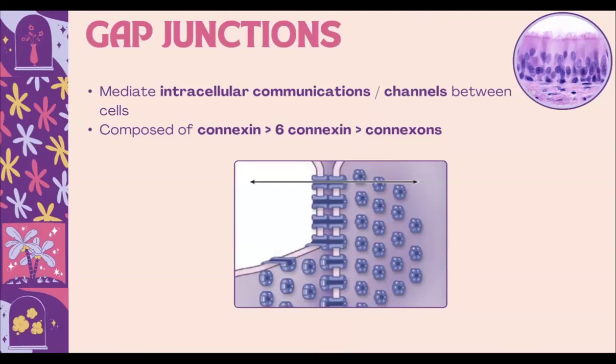Gap junctions are composed of connexins. Six connexins come together and form a connexon. So it's like 1, 2, 3, 4, 5, 6. Individual ones are connexins, and this entire thing is a connexon. They come together and you have the gap junction. This is how they look from the outside, and this is how they look when you cut them. So that's gap junctions done.